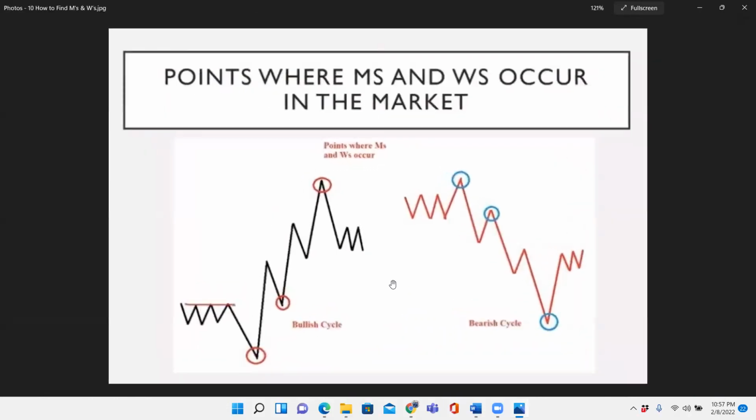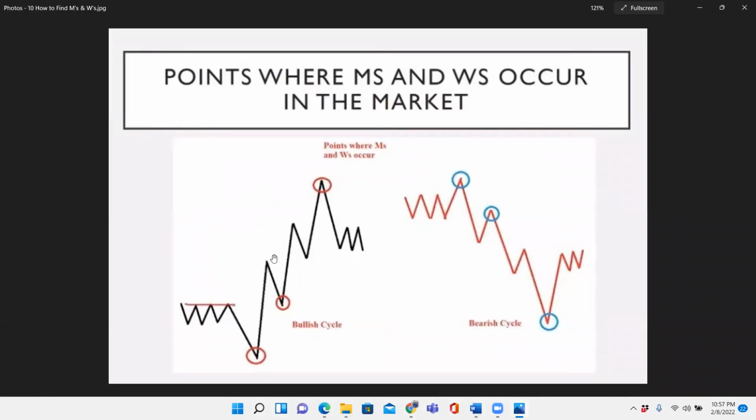So now, where are we going to find this occurring in the market? We're going to have here a bullish cycle, or a buyer cycle. Buyer means bullish. Like I said, different words mean the same thing. So a buyer's market or bullish market. We have our starting point over here.